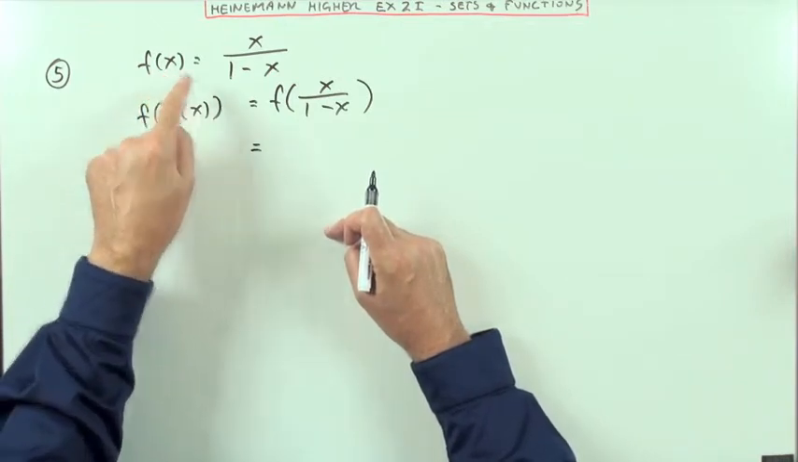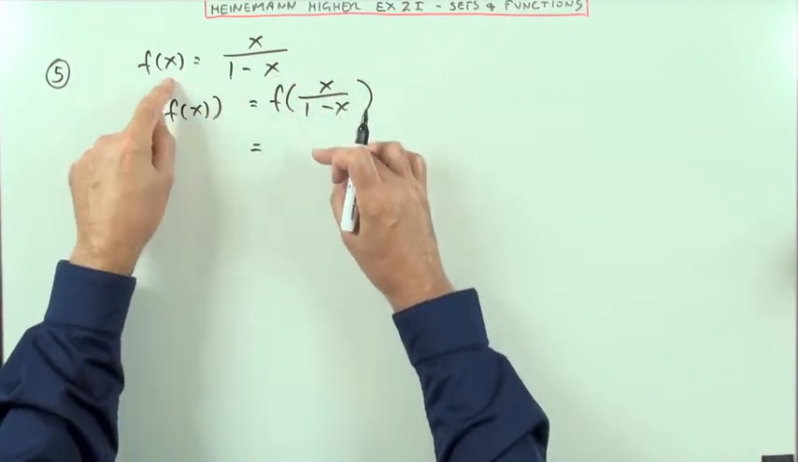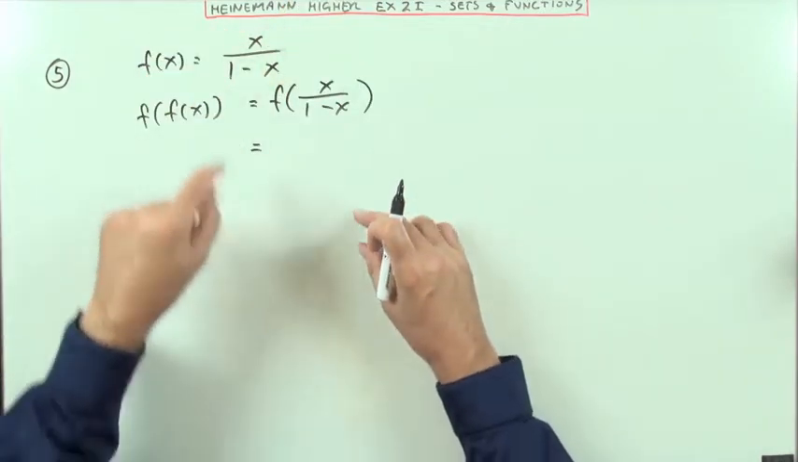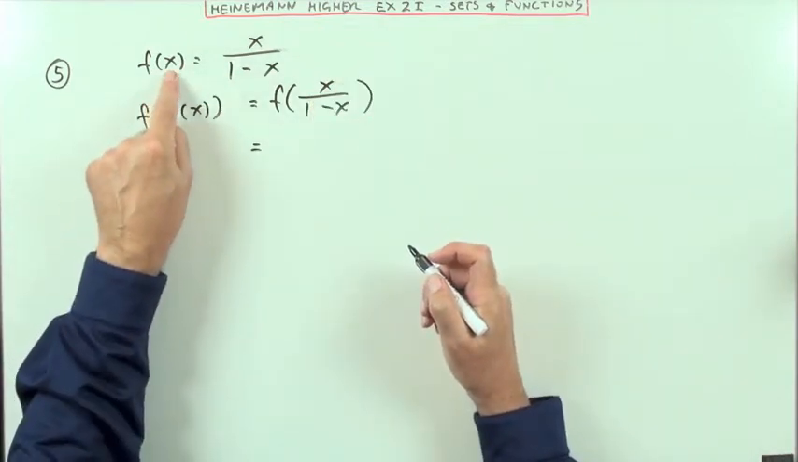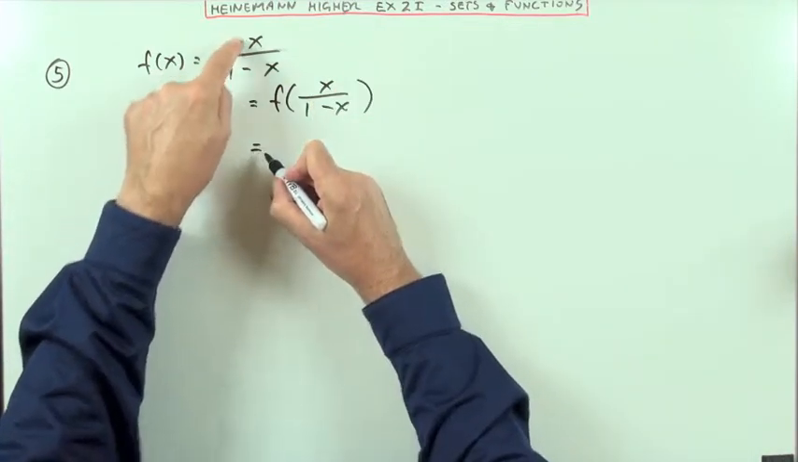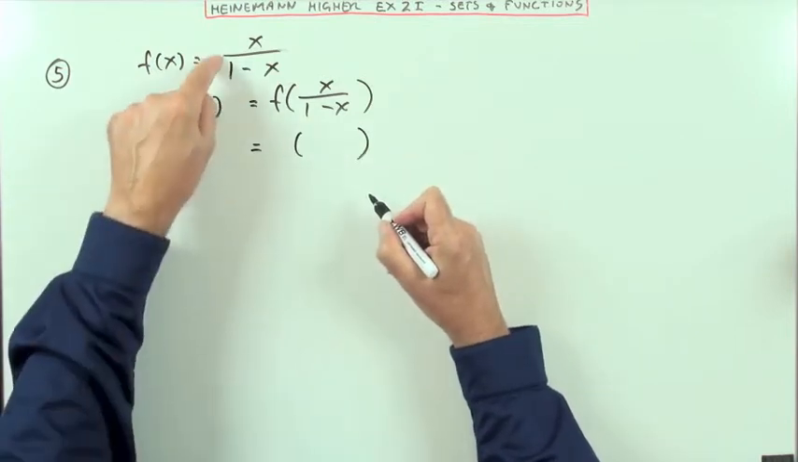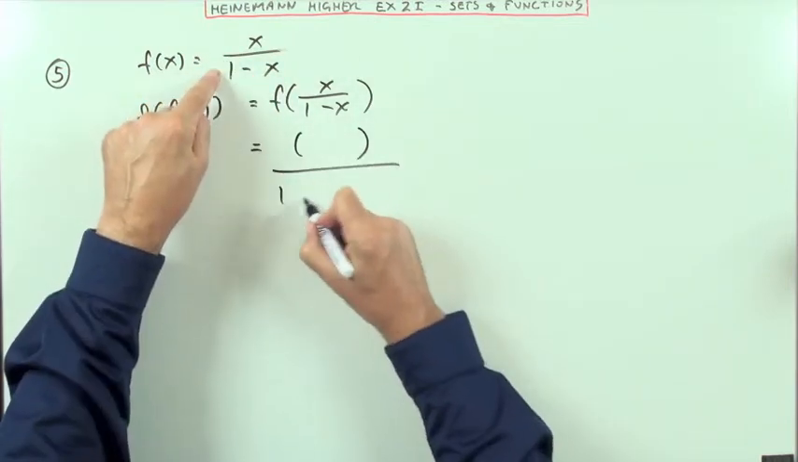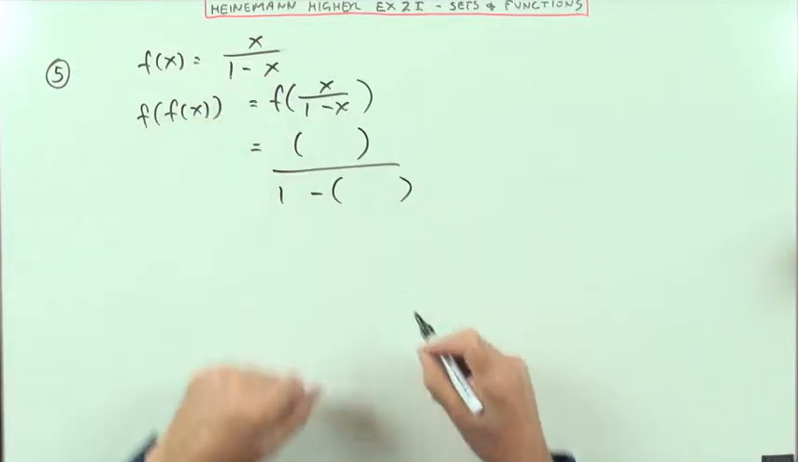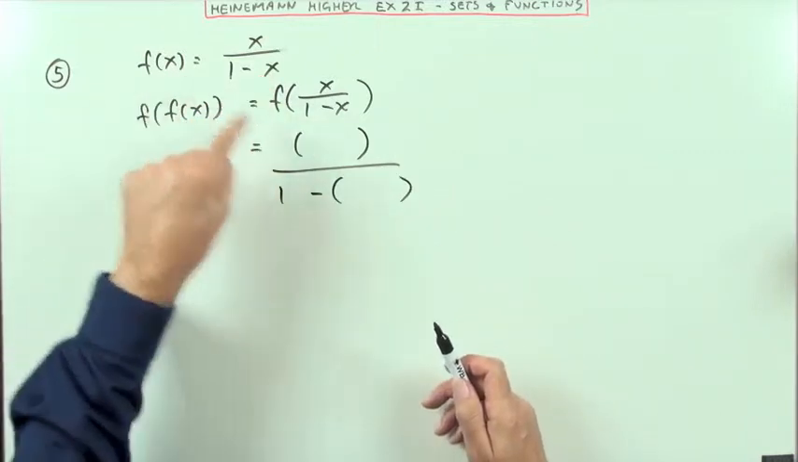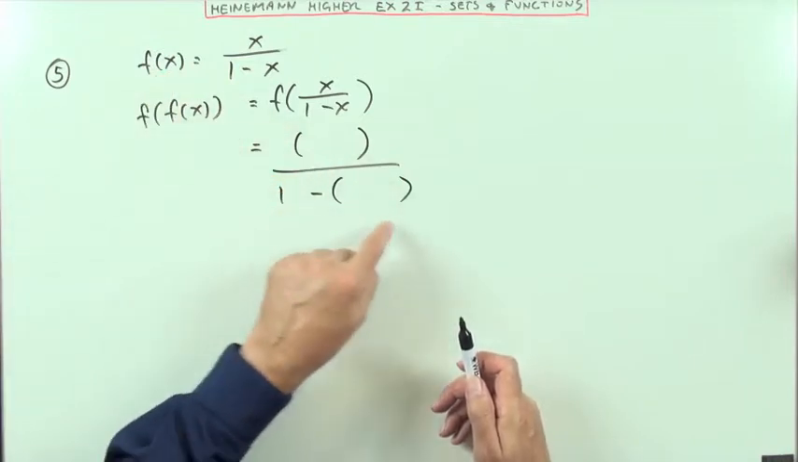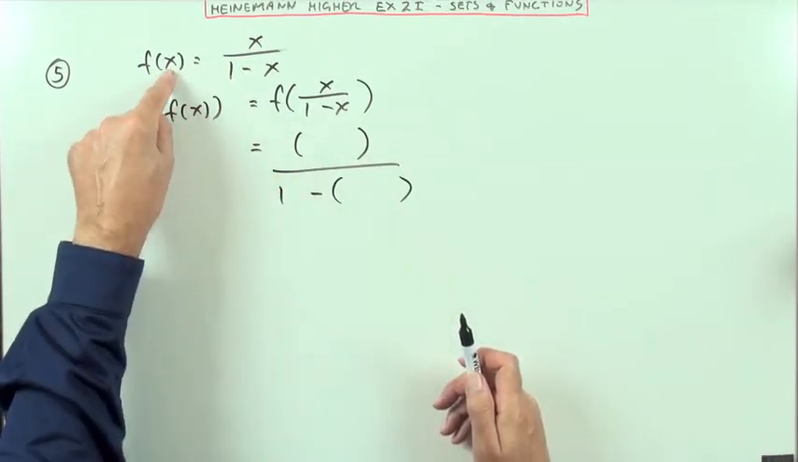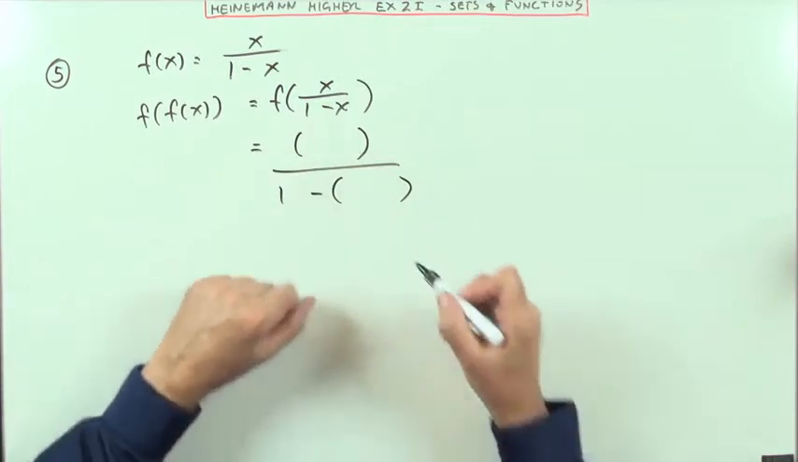So if you put in a whole expression, it'll be the whole expression that goes on top, and 1 minus the whole expression below. Put something into x, and it will take that something and divide it by 1 minus that something, whatever you put into it. Put in a 2, it would be 2 over 1 minus 2. Put in an a, it would be a over 1 minus a. Put in an expression, it will be the expression over 1 minus it.